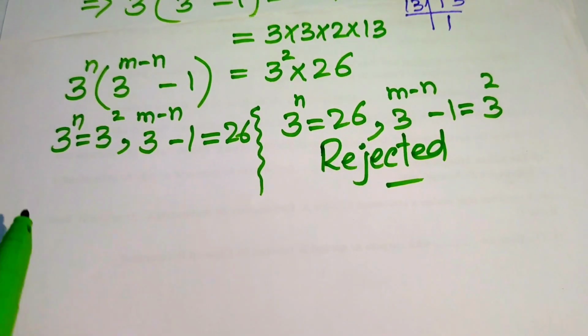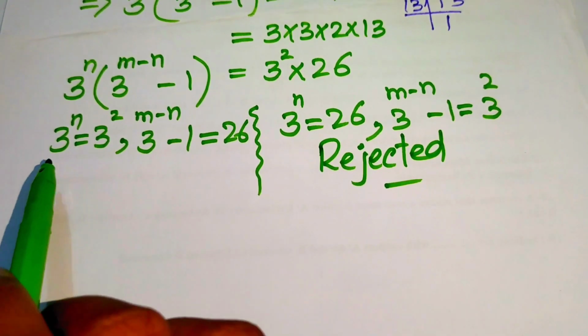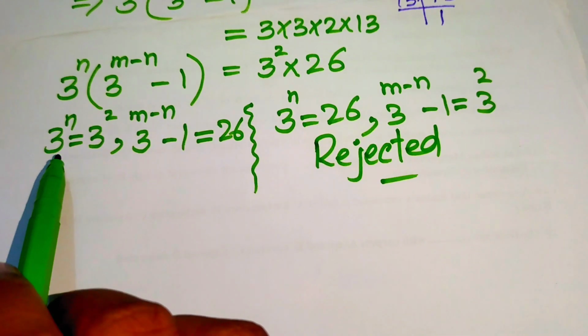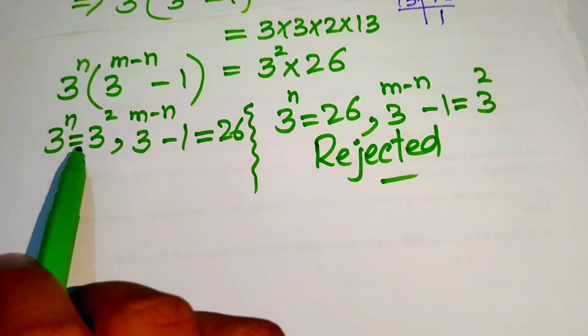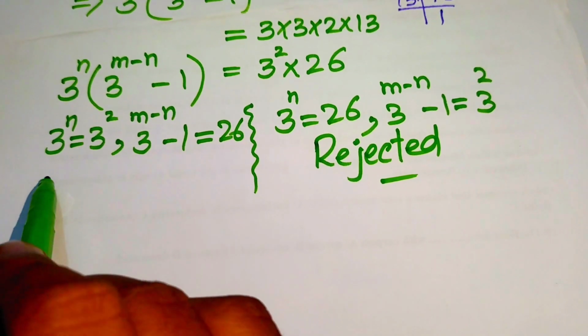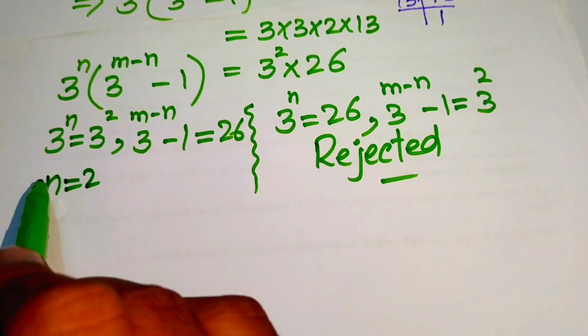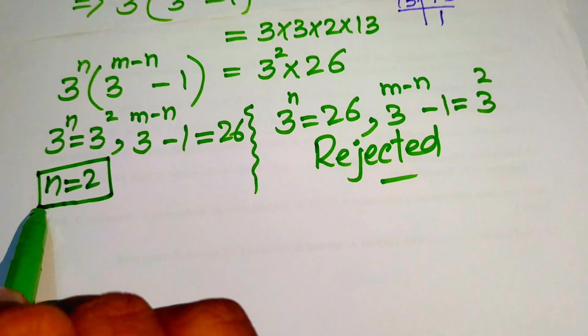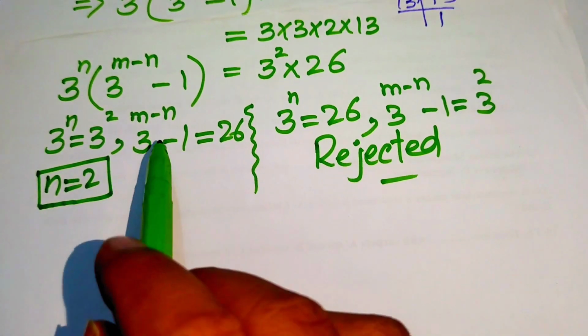In this case we first solve this equation, and you see that we have the same bases on both sides, so we equate the exponents. So our exponent is n equals 2, and we easily find the value of n here. And now we solve this equation.